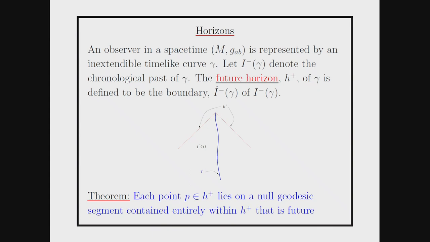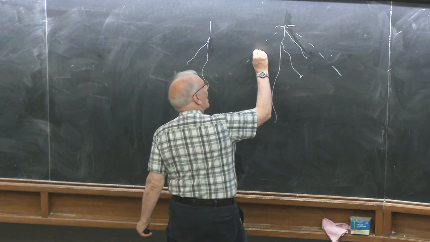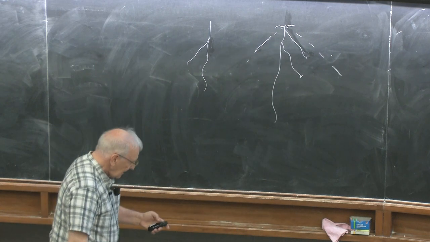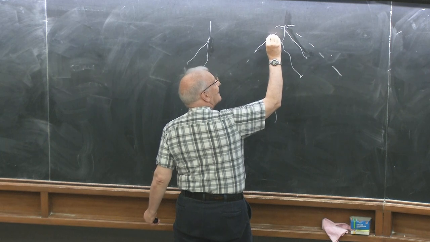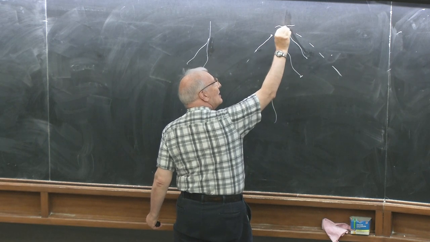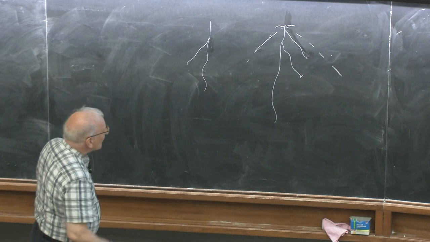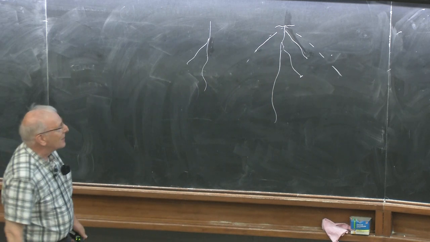Now, just from this property, not using Einstein's equation or any results of that sort, it follows that each event that lies on this boundary that I've drawn has to lie on a null geodesic segment that's entirely contained within the boundary and is future inextendible. I mean, there might be some singular point here, but the idea is that these, again, they're not observers, these are null geodesics now, can't just end suddenly.